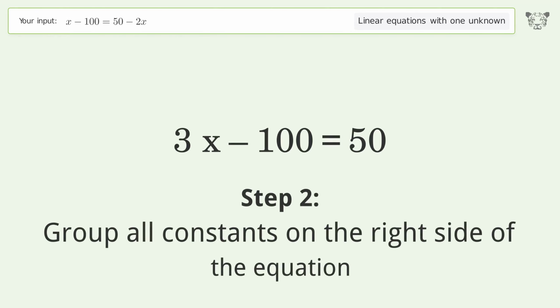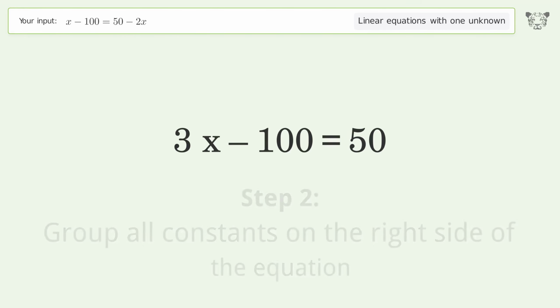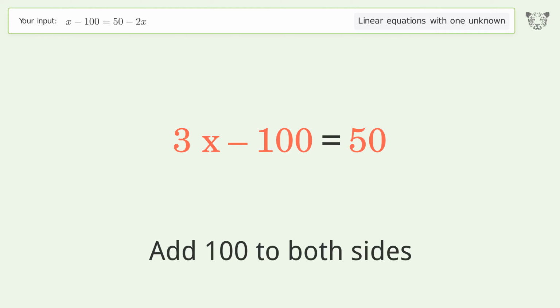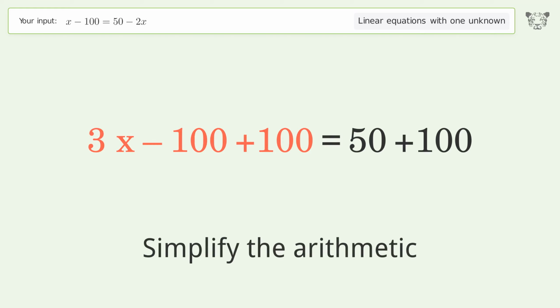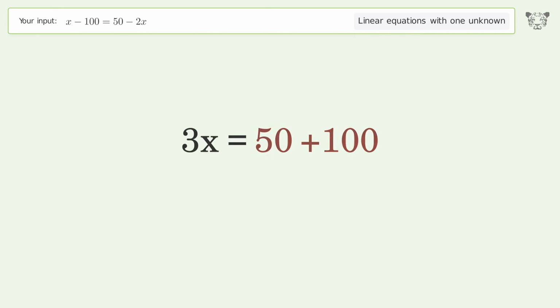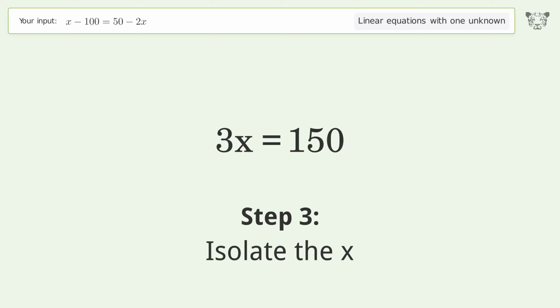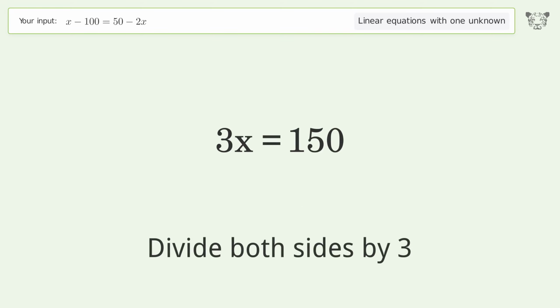Group all constants on the right side of the equation. Add 100 to both sides. Simplify the arithmetic. Isolate the x. Divide both sides by 3.